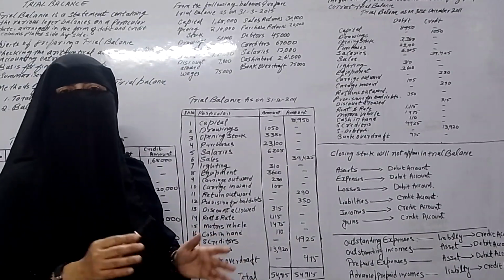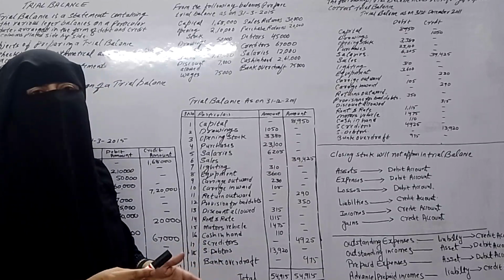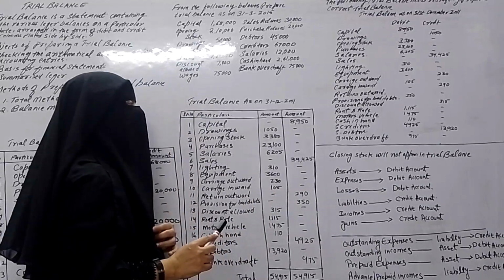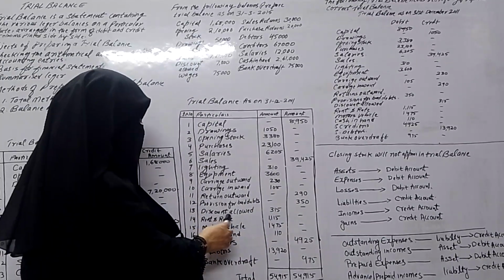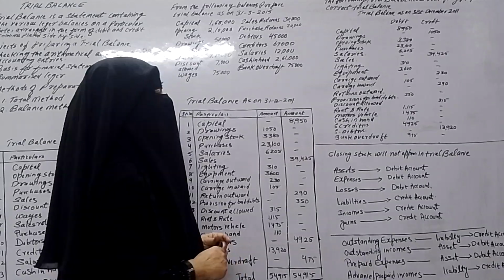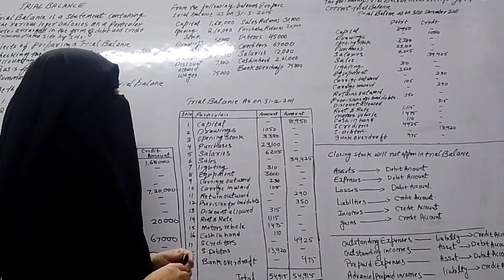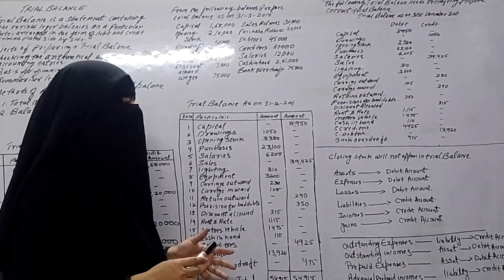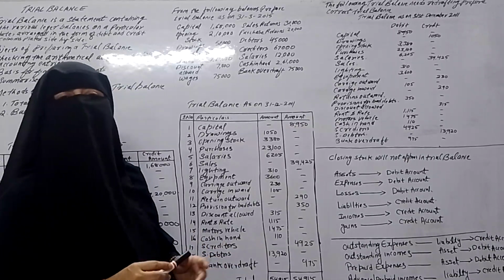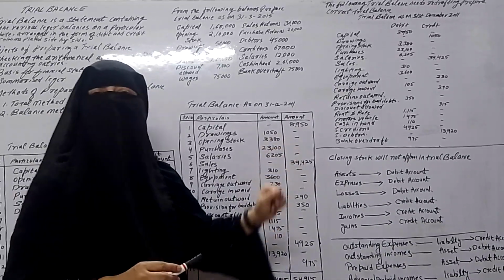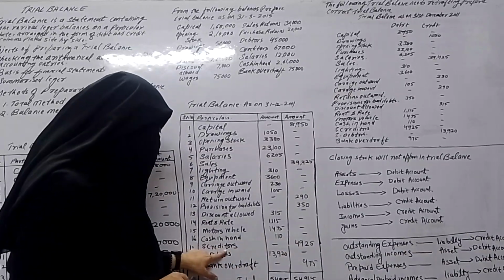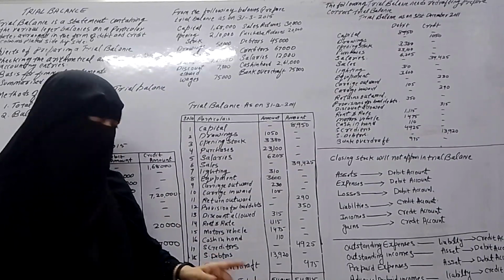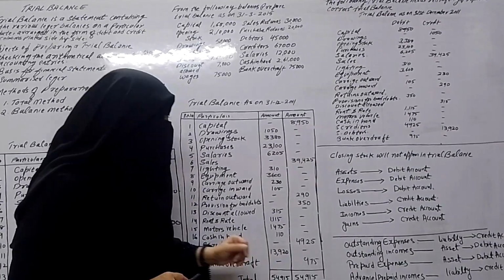Provision for bad debts. All the provisions, all the funds and all the reserves have a credit balance. So provision for bad debts, credit side. Discount allowed is a debit account. Debit side. Rent and rates is an expense. So it is a debit account. Motor vehicle is an asset, so it is a debit account. Cash in hand is also an asset, so it is a debit account. Creditors is a liability, so it is a credit account, credit side. Sundry debtors is an asset, so it is a debit account, debit side 13,920.